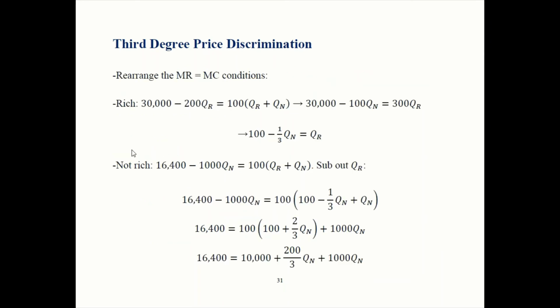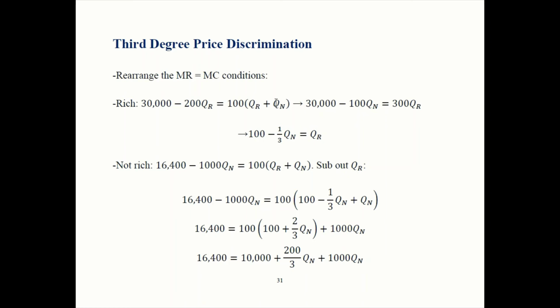So I'll first work with the condition for the rich. Doesn't matter which one you do first, it's always going to work out the same either way. So what we'll do is I'll first expand this. So that's 100 QR plus 100 QN. And next I'll move that 200 QR to the other side here. And I'll bring the QN over there.